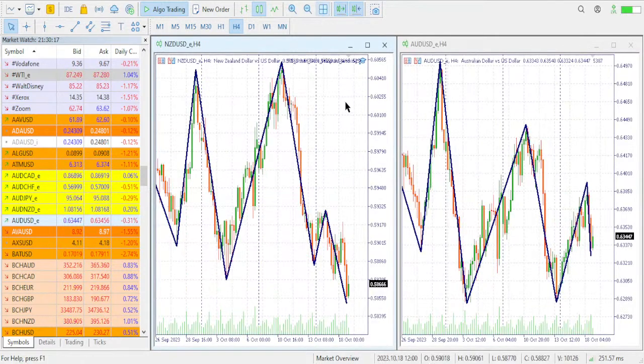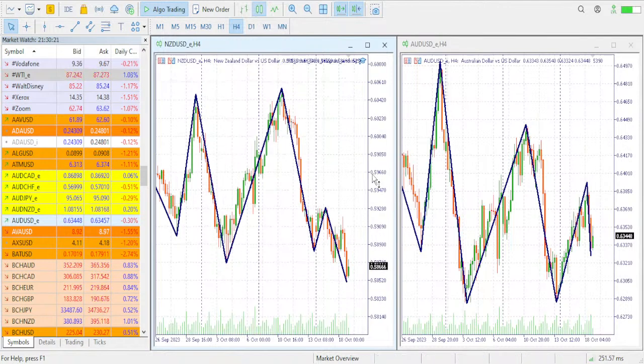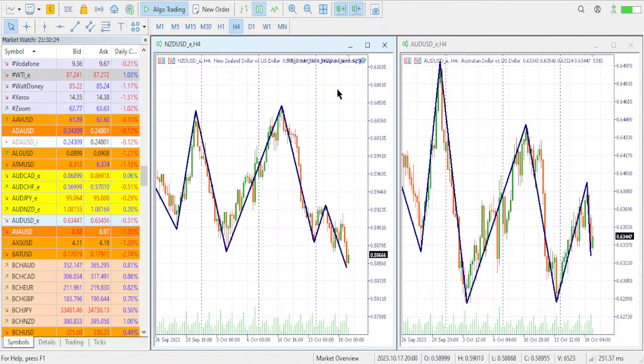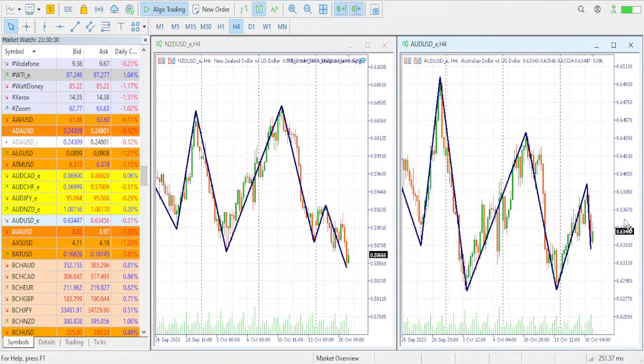I'm adding these two pairs because they are related. When you see a signal on NZD USD, you see this same signal on AUD USD. That's why I'm using them. So look at what happened here.